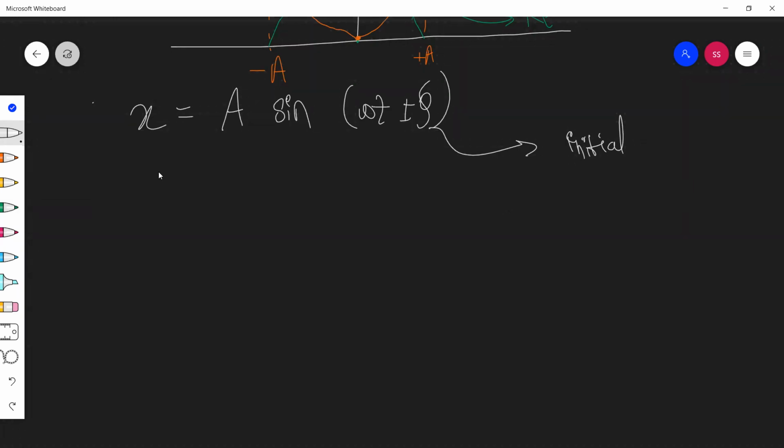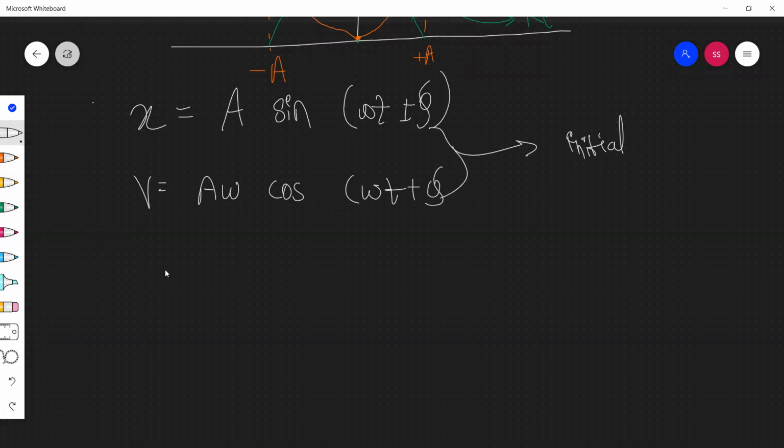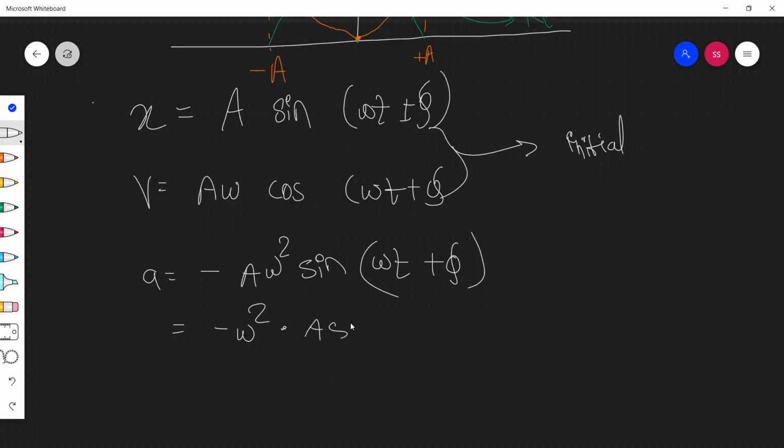Now we are going to differentiate it with respect to time. You get velocity is equal to a omega cos of omega t plus phi, and you are once again going to differentiate it with respect to time. You are going to get acceleration is equal to minus a omega square sine of omega t plus phi, which is actually minus omega square multiplied by x.